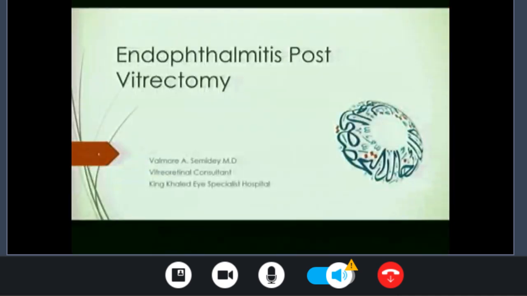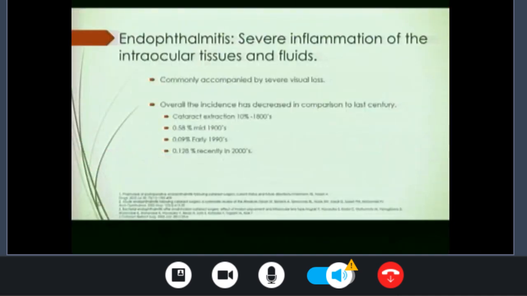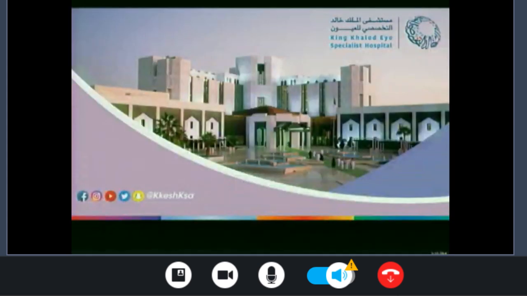Assalamu alaikum. Good afternoon. Today, Dr. Semidi is going to present to us post-operative vitrectomy and endophthalmitis. Dr. Semidi has been working here in KKESH for almost 3.5 years, and I think we can already call him a veteran surgeon here. Let's hear what he's going to tell us about post-vitrectomy endophthalmitis.